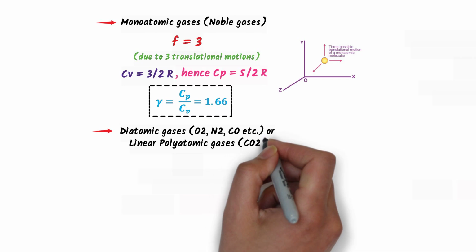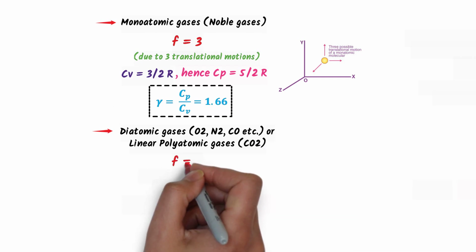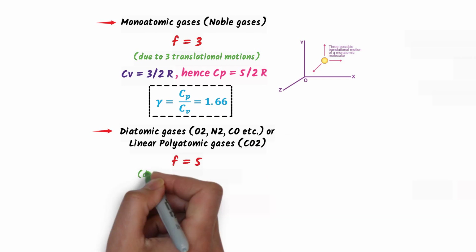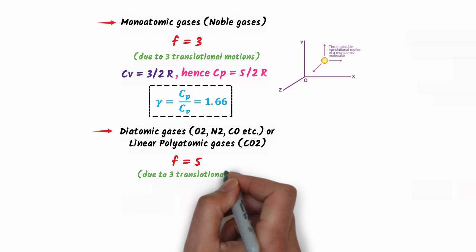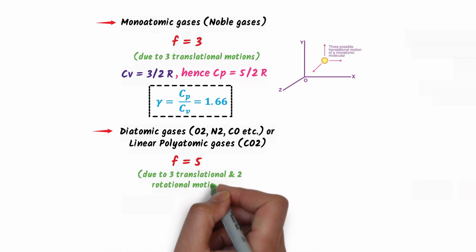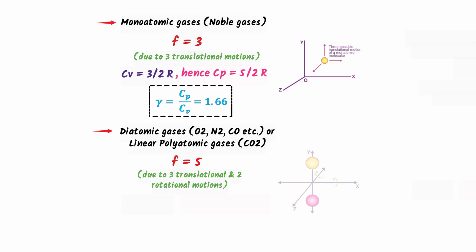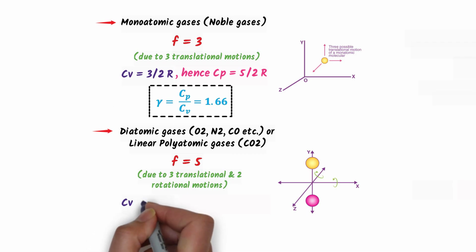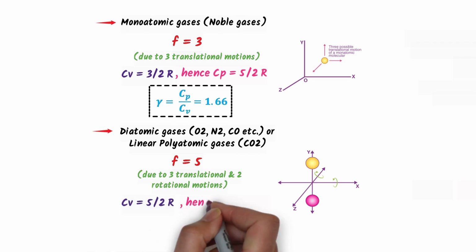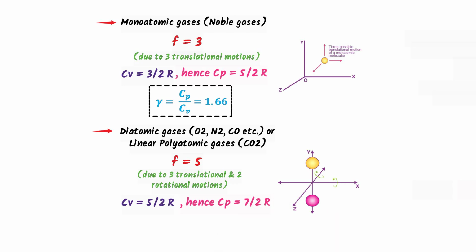In the same way, for diatomic gases like oxygen, nitrogen, carbon monoxide, etc., or linear polyatomic gases like carbon dioxide, they have 5 degrees of freedom. And this arises due to the 3 translational motions and 2 rotational motions as shown by the arrows. Point to note is the rotational motion along the y-axis does not contribute since it doesn't have a moment of inertia. Clearly, Cv will be equal to 5 by 2 R, hence Cp will be equal to 7 by 2 R, and the adiabatic index comes out to be 1.40.